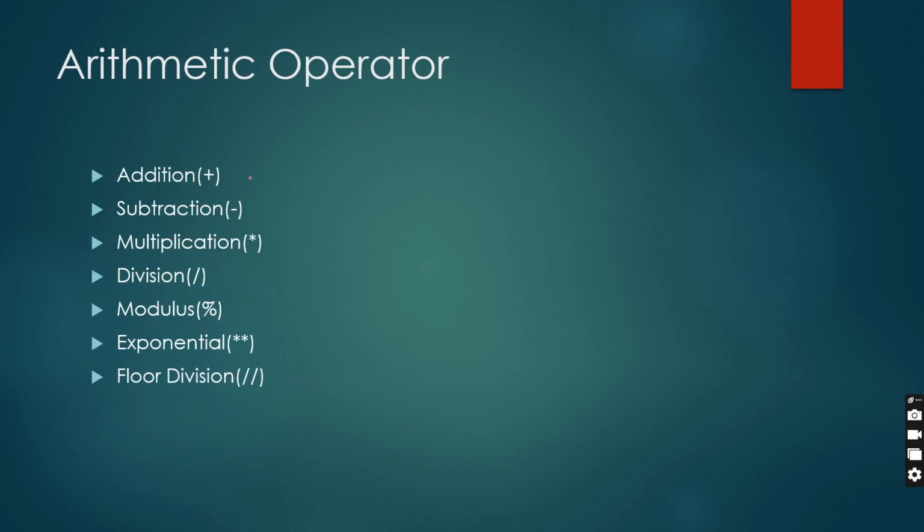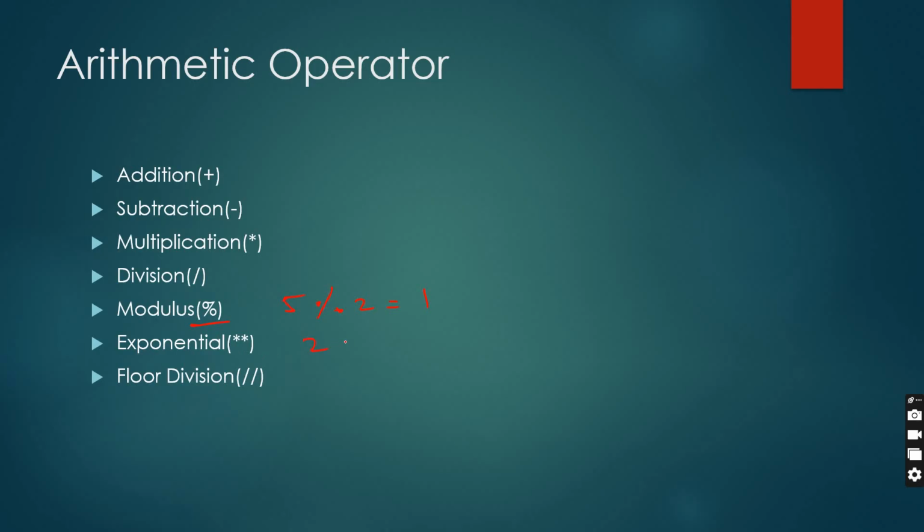So what are the arithmetic operators? Suppose you want to perform addition on two different numbers. You can use addition, subtraction, multiplication, division. Modulus is to get the remainder. If you divide 5 by 2, that is 5 mod 2, the remainder is nothing but 1. So if you want to get the remainder, you can make use of the modulus.